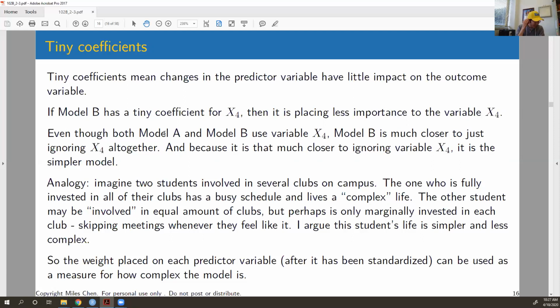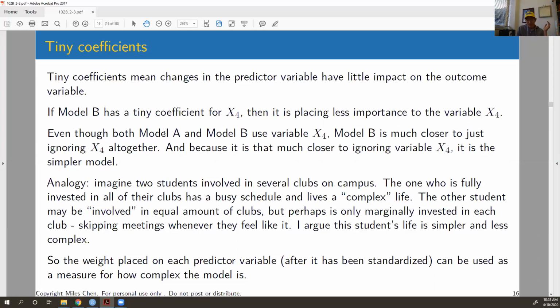And so here's an analogy that maybe we can understand. Imagine there's 2 students involved in several clubs on campus. Let's say they're both involved in like 4 clubs. I have no idea, that's a lot. And let's say one is fully invested in all of their clubs, has a busy schedule, and we would say, man, your life is busy. We can say they live a complex life.